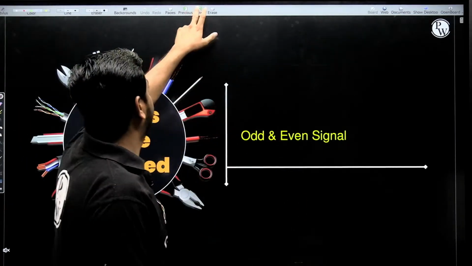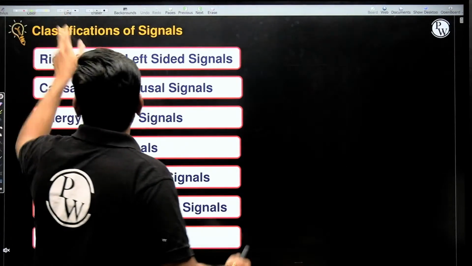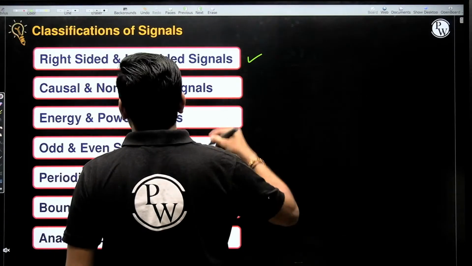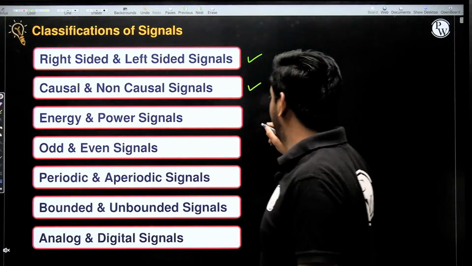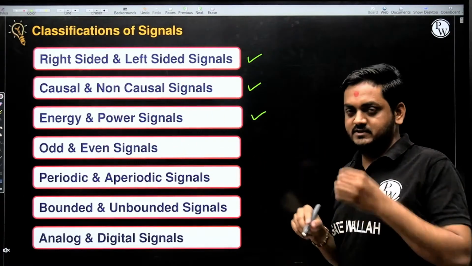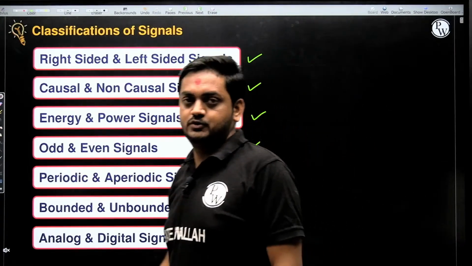In the last class we started the basics of odd and even signals. We had already completed right-sided and left-sided signals, then causal, non-causal and anti-causal signals, and energy and power signals, and we just started odd and even signals. We have solved some questions also.